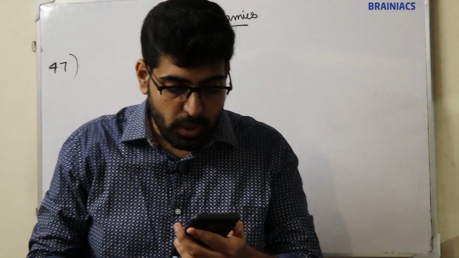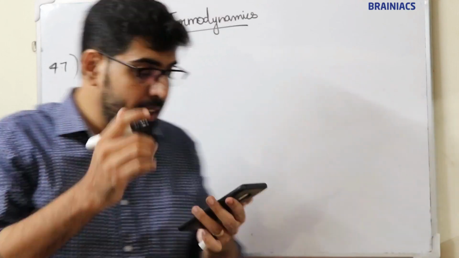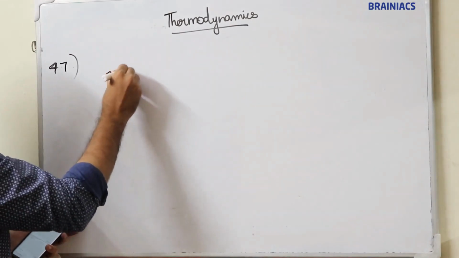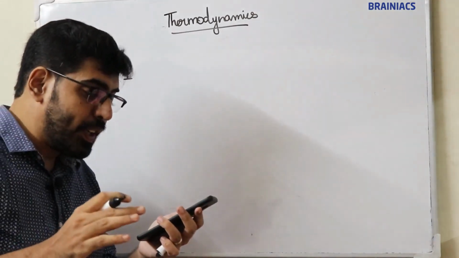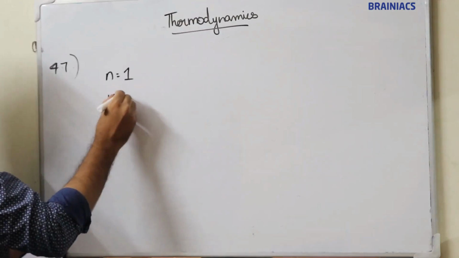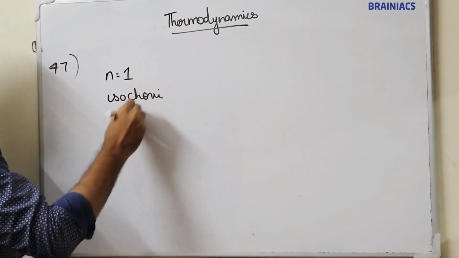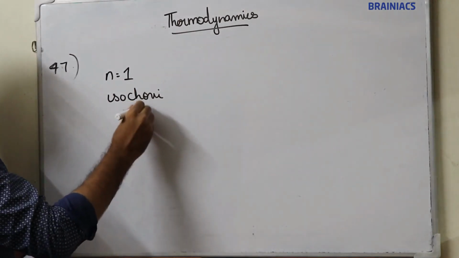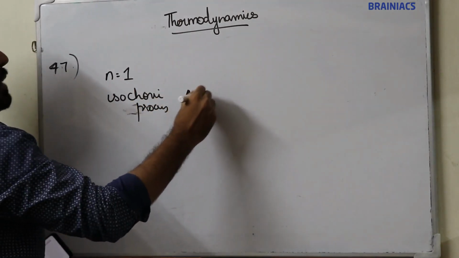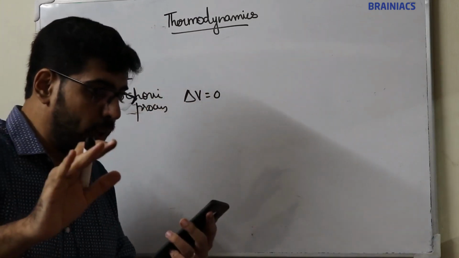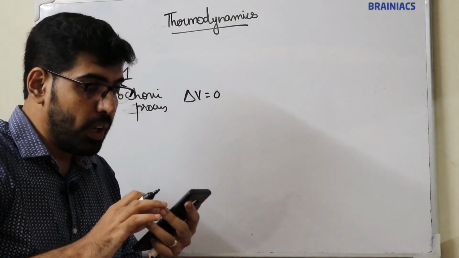I think it's clear. Question number 47. When 1 mole of a gas is heated at constant volume, temperature is raised from 298 Kelvin to 308 Kelvin. Heat supplied to the gas is 500 joules. Then which statement is correct? So here the number of moles n is equal to 1. When 1 mole of a gas is heated at constant volume, it is an isochoric process, so delta V will be equal to 0. Change in volume will be 0.